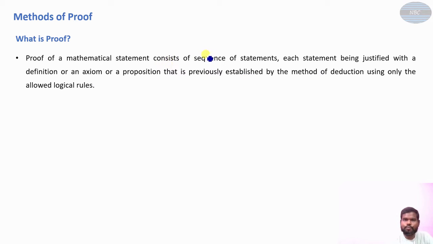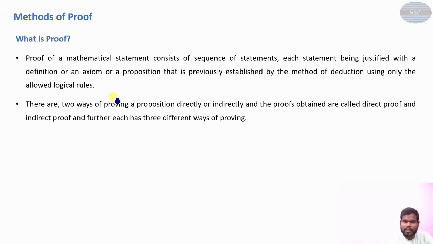Whenever you prove any mathematical statement, that proof consists of a sequence of statements, and those statements are already proved, or may be an axiom or a proposition that is previously established. There are two ways of proving a proposition, directly or indirectly, and the proofs obtained are called direct proof and indirect proof, and further each has three different ways of proving.